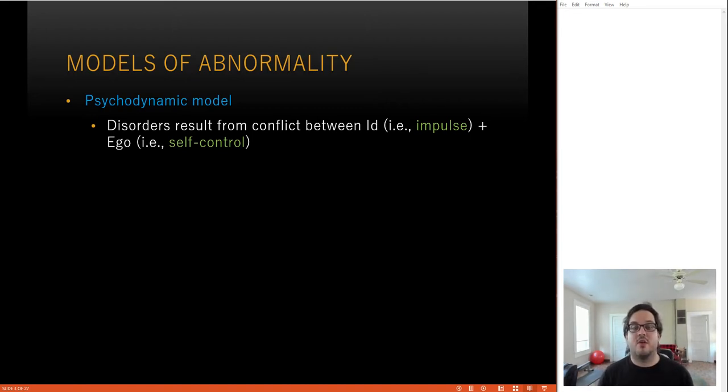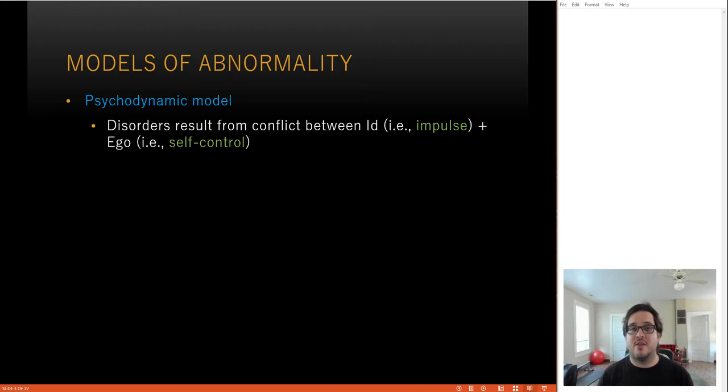So for example, if you walk into your house and there is an entire sheet cake in front of you, there's going to be a part of you that says, man, I really want some of that and I want to eat a lot of it. That is your id. It's your impulse. It's what you want to do. And then another part of you that is your ego, and this is your self-control. This is the part of you that inhibits yourself from acting on that impulse.